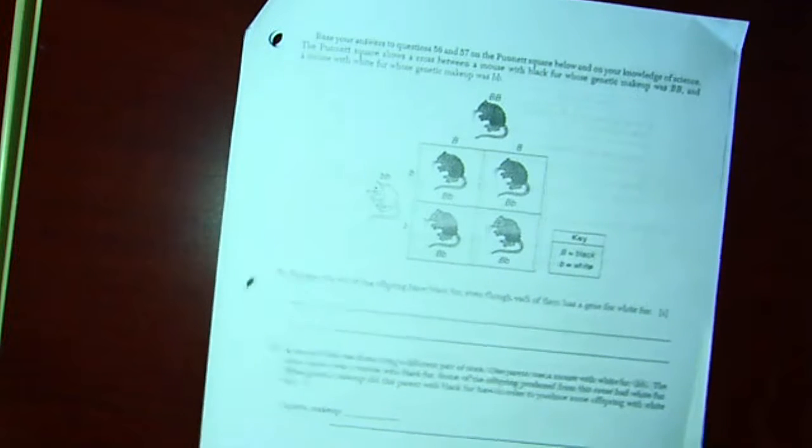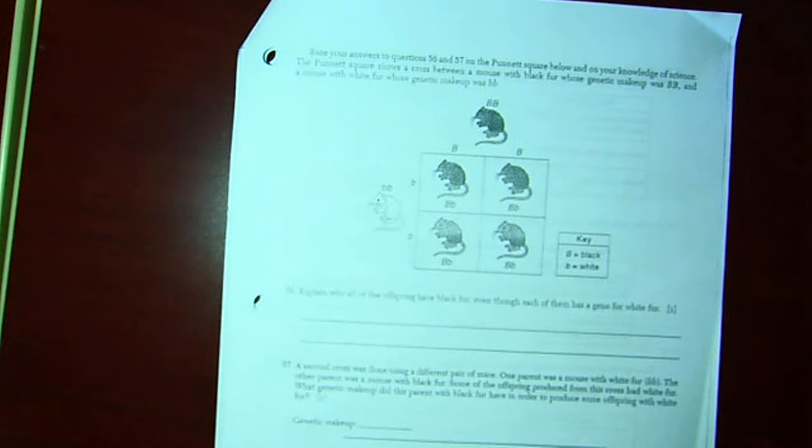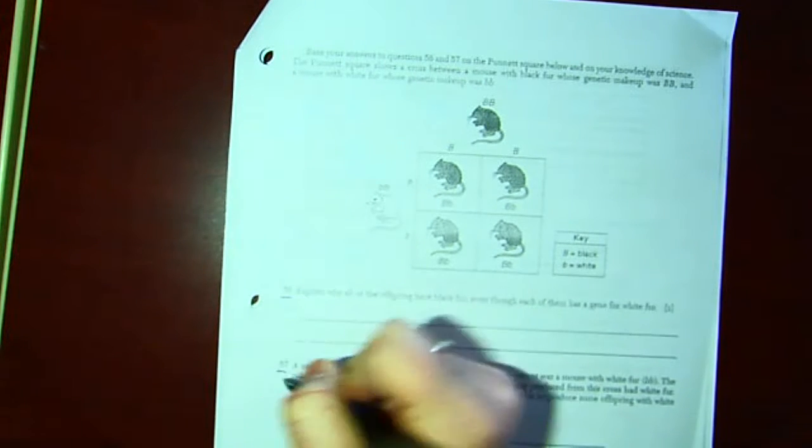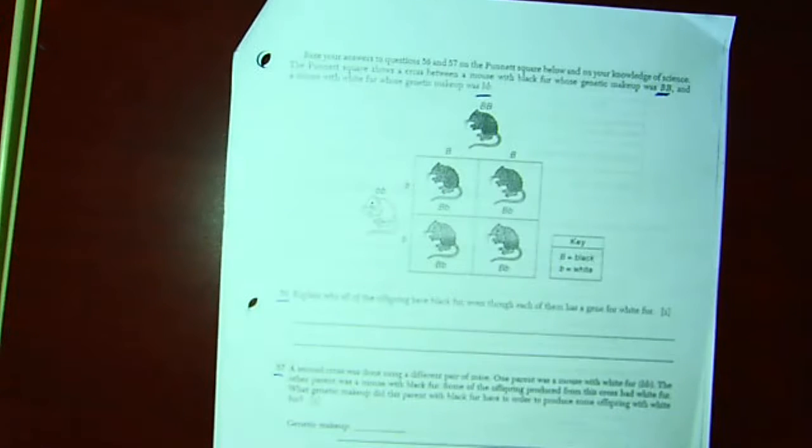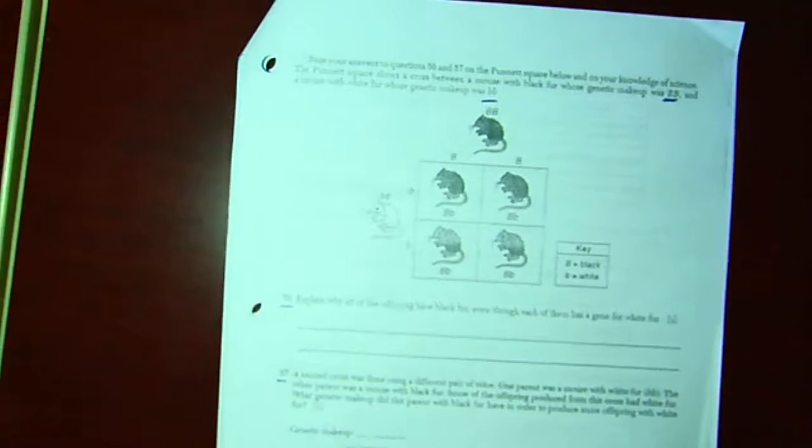Okay, base your answers to questions 56 and 57 on the Punnett square below and on your knowledge of science. The Punnett square below shows a cross between a mouse with black fur whose genetic makeup was big B, and the mouse whose white fur was little b, little b. So we have a big B mouse with a little b mouse. Explain why all of the offspring have black fur, even though each of them contains a gene for white fur.